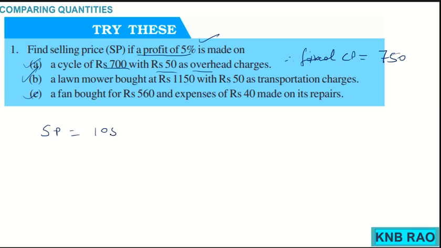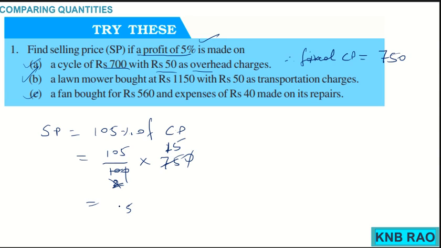Now you have to find SP, and SP, as I said, 5% profit he is making, that means 105% of CP. That means 105 by 100 into 750. So 10 10 cancels, 5 2s are 10, 5 1s are 5, 15s are, it means 75, so 2 remains as it is. 105 into 15, 15 5s are 75, 15 ones are 15. So 1575 by 2, which is 787.5 rupees is the SP. You are asked to find only SP, so you found it. So rest of the two questions B and C I am giving you as homework.